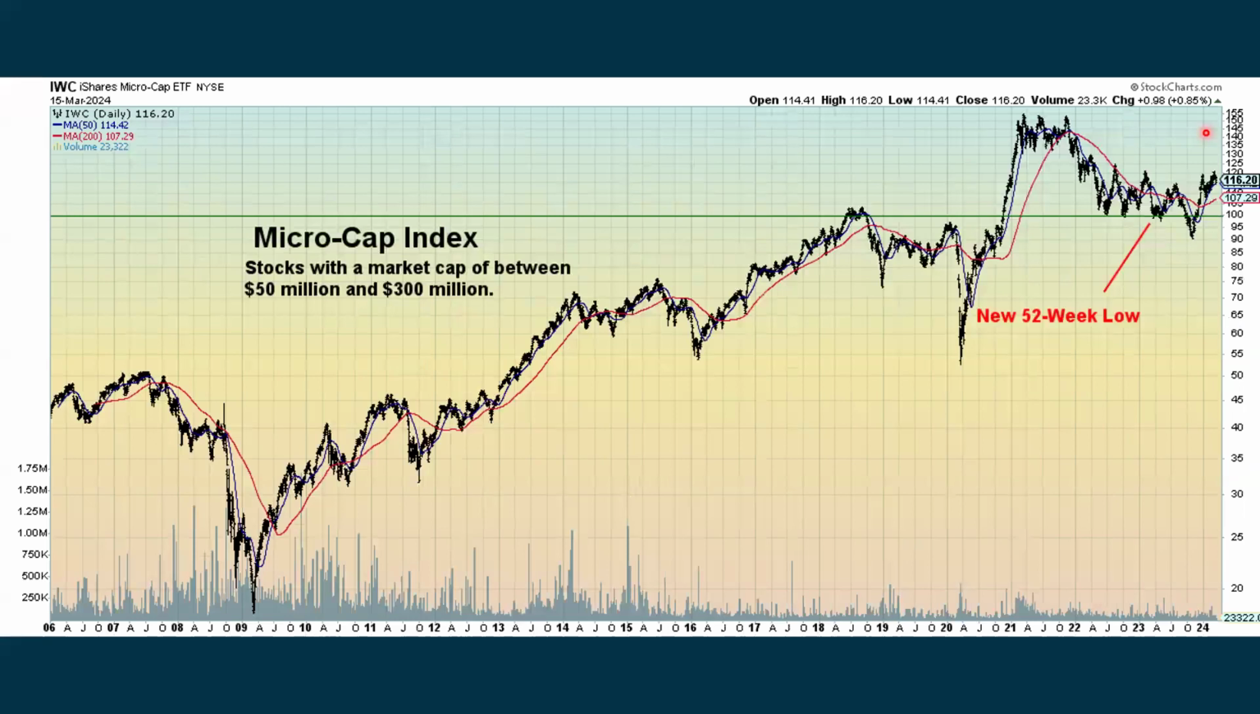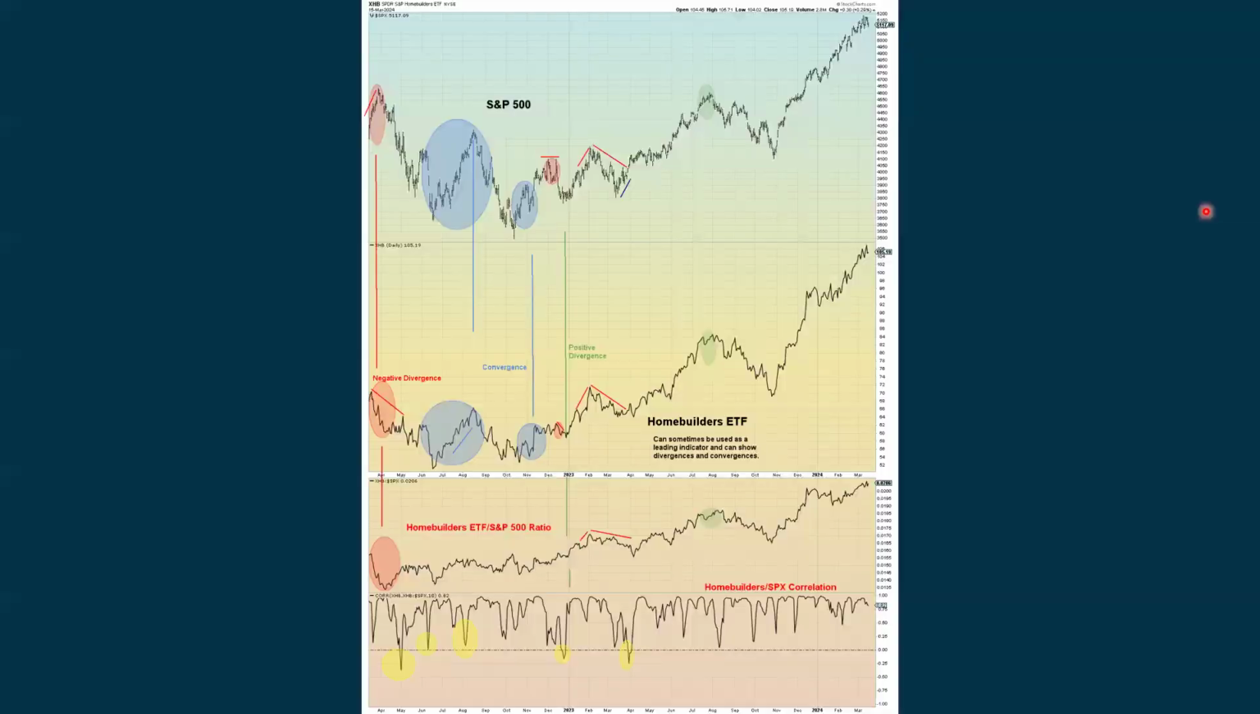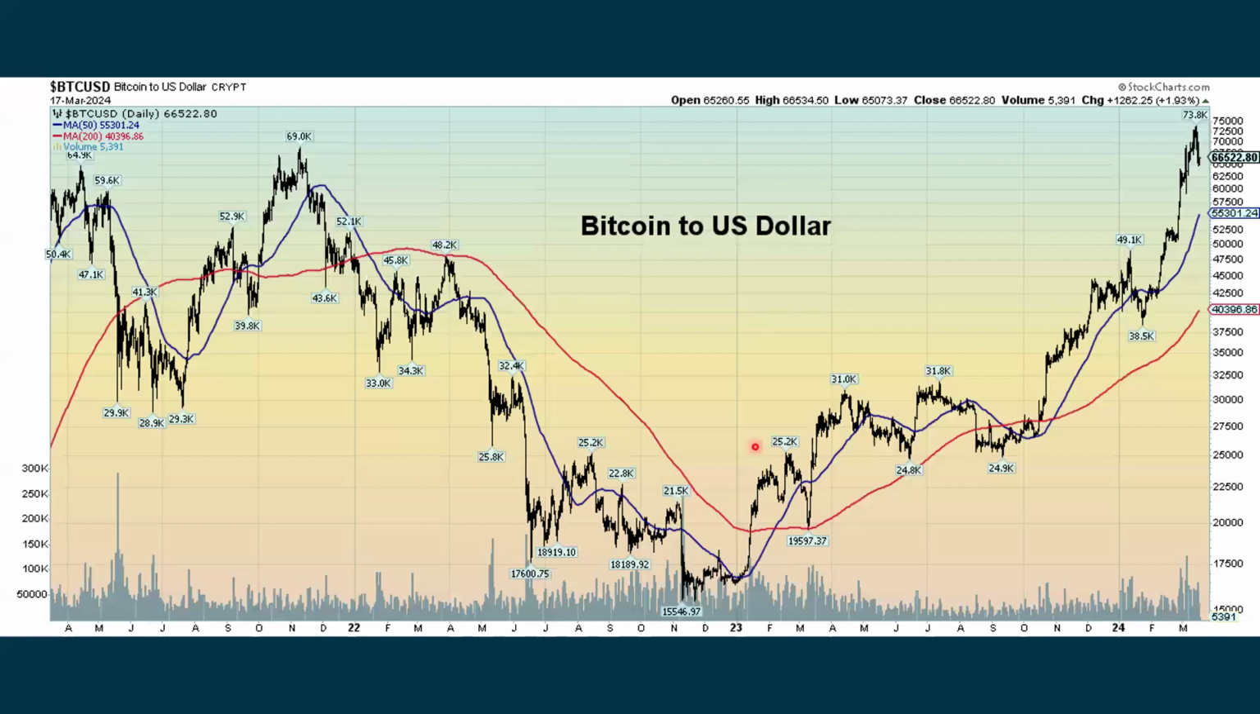The small or micro caps, these are the really small companies. They're still in an uptrend as well. And then we keep an eye on the home builders ETF. Just to make this a little shorter, we're not really seeing anything right now. We look for divergences here, and we're just not seeing them at the present time. Bitcoin, just coming off of setting all-time highs, has since been pulling back.